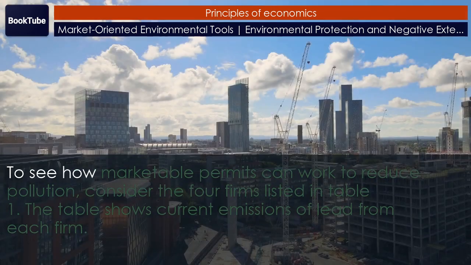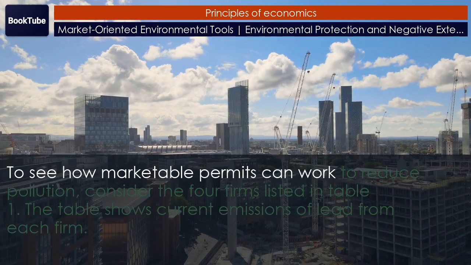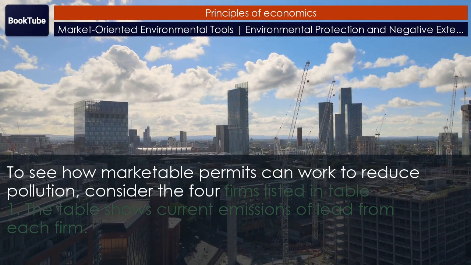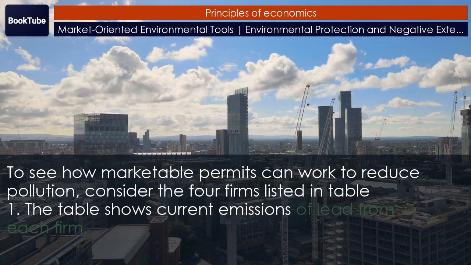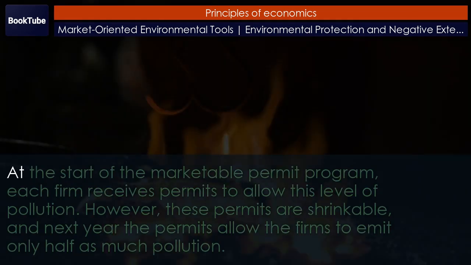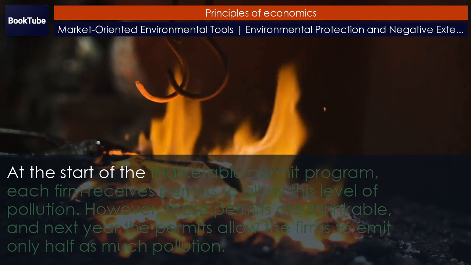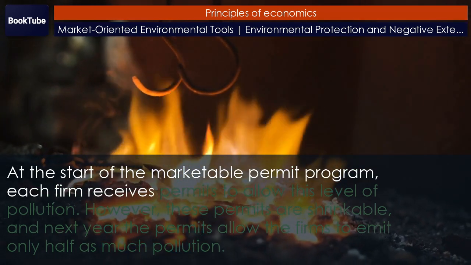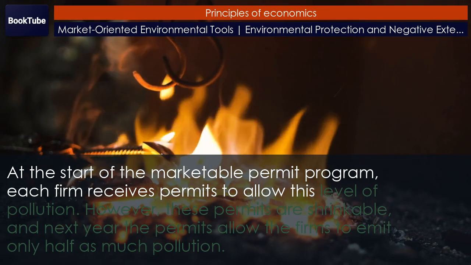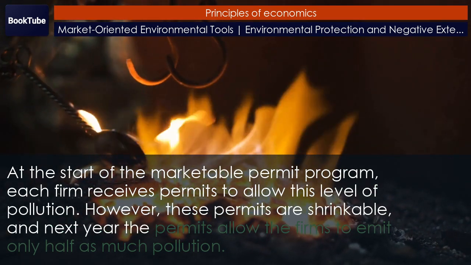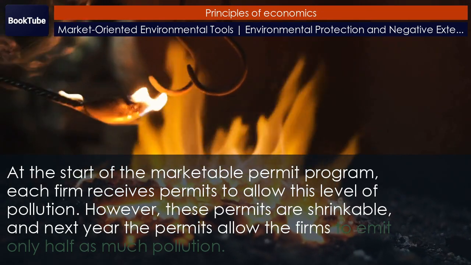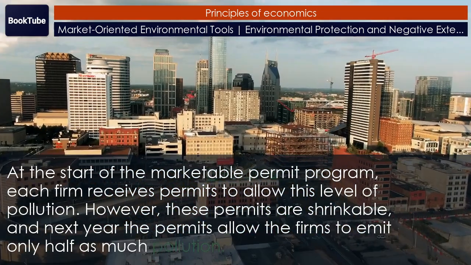To see how marketable permits can work to reduce pollution, consider the 4 firms listed in Table 1. The table shows current emissions of lead from each firm. At the start of the marketable permit program, each firm receives permits to allow this level of pollution. However, these permits are shrinkable, and next year the permits allow the firms to emit only half as much pollution.